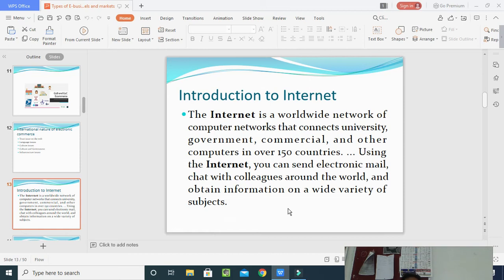Now, what do we mean by internet? The internet is a worldwide network of computer networks that connects university, government, commercial and other computers in over 150 countries. Using the internet, you can send electronic mail, chat with colleagues from around the world, and obtain information on a wide variety of subjects.